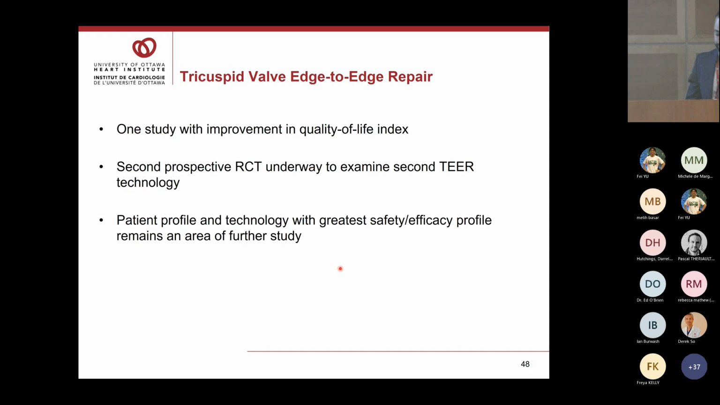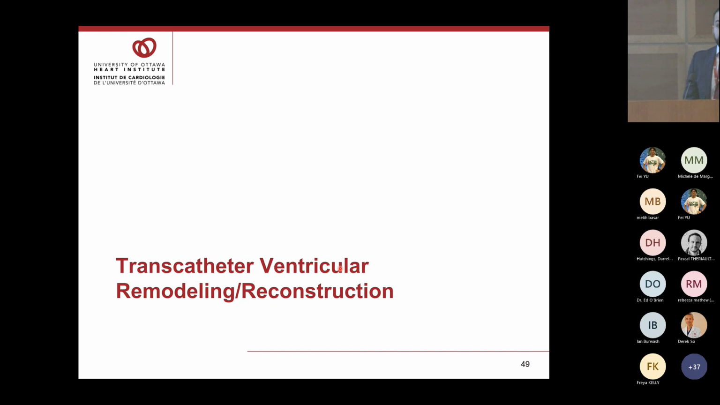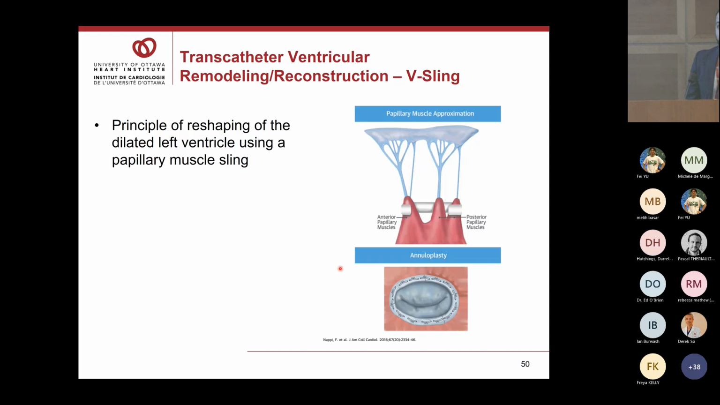Quickly, I'll just talk about transcatheter ventricular remodeling and reconstruction, which I think is pretty neat, but still very experimental. There are a couple of techniques out there. This one is taken from the surgical literature. The idea is that if you reshape a dilated left ventricle using a papillary muscle sling, so basically you cinch together the papillary muscles, you can improve your left ventricular end diastolic diameter and potentially improve your ejection fraction.